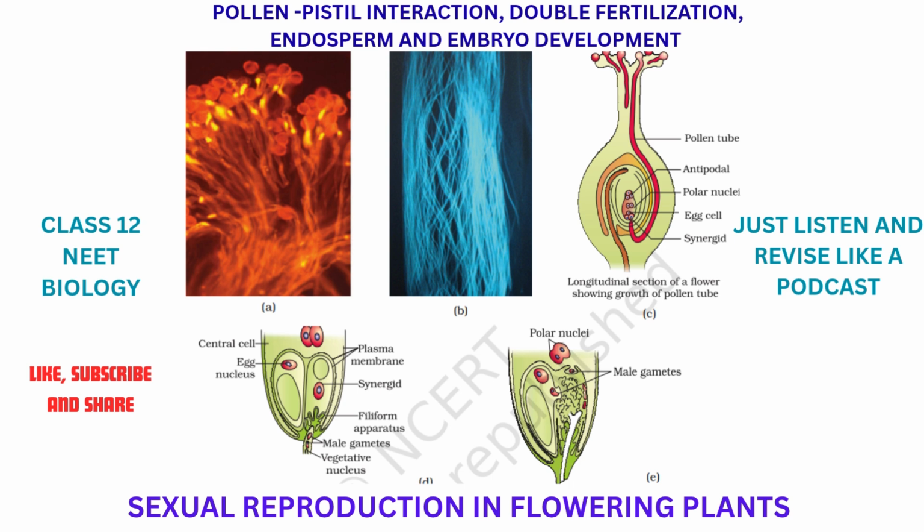Metaxenia is the effect of the foreign pollen on the maternal tissues of the fruit outside the endosperm. Things like the fruit size, shape, or ripening time. Wait, how? The fruit tissue is purely maternal, isn't it? 2N from the mother plant. It is. That's what's so puzzling and fascinating.